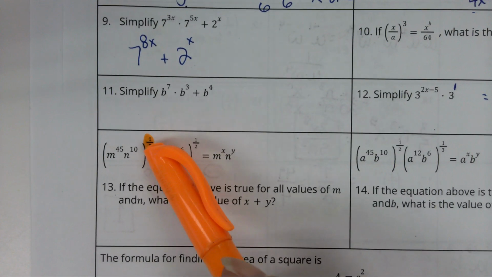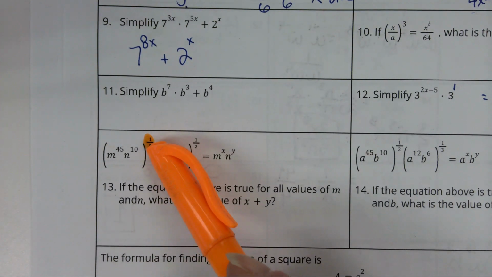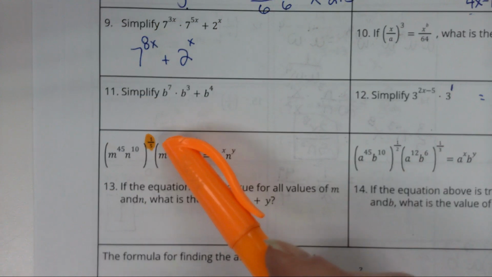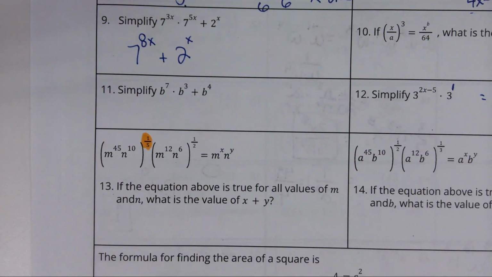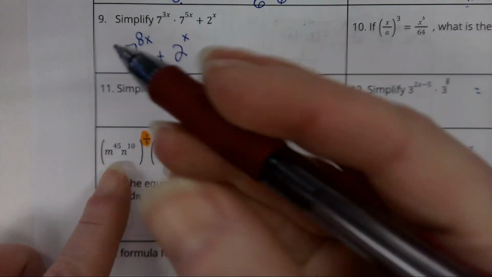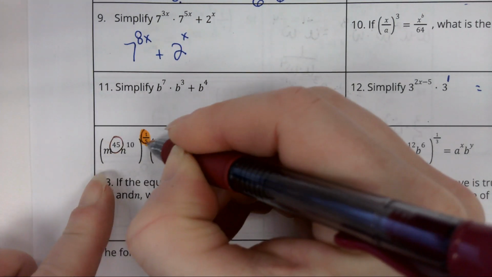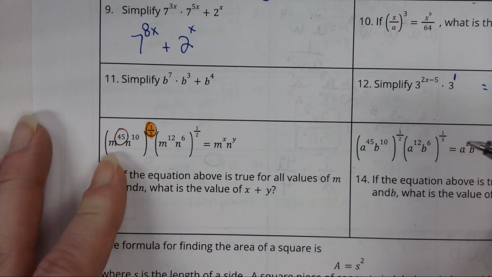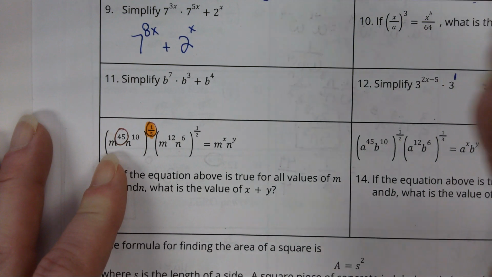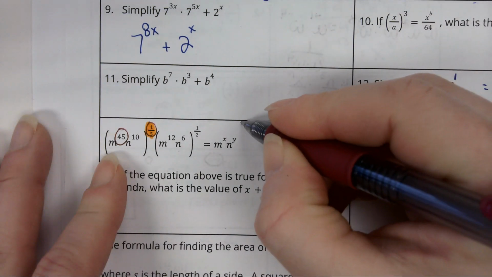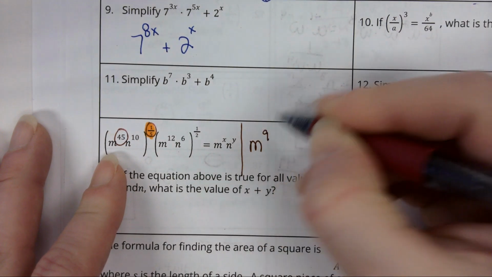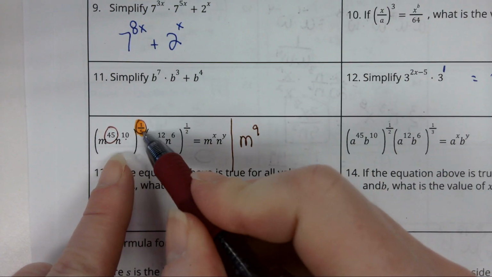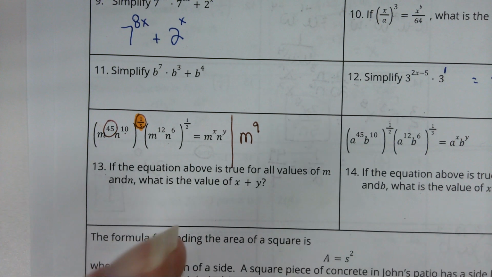Raising something to the 1/5 power means you're going to multiply by 1/5. What's that the same as doing? Dividing by 5. So if I multiply, what's 45 times 1/5? It's the same as 45 divided by 5. What is 45 divided by 5? 9. Okay, so that's m to the 9th. All right, let's do this one. What's 10 times 1/5? 2. Oh, that's not that bad.